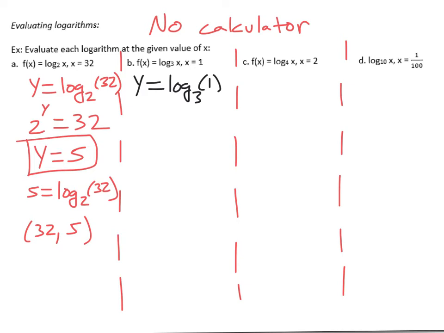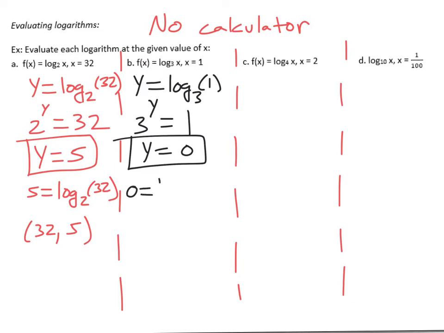Okay. Log base 3 of 1. 3 to what power is 1? That's what we're after. What number would make that true? Y would have to be 0. Anything to the 0 power is 1. Again, if you were to think about this as a function, to get the y value of 0, we had to put in the x value of 1.